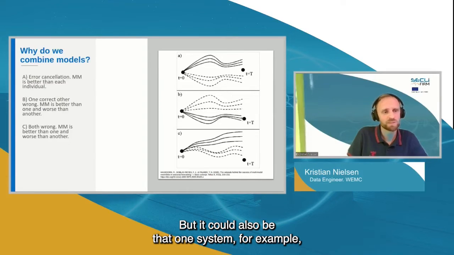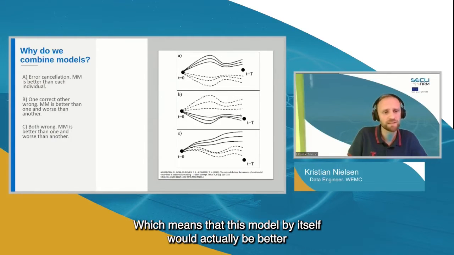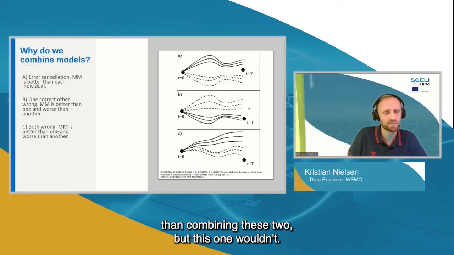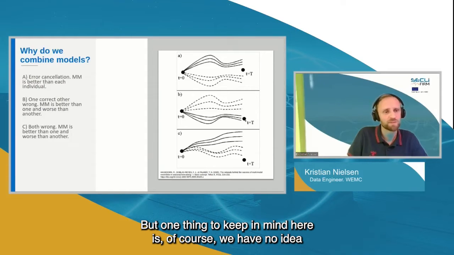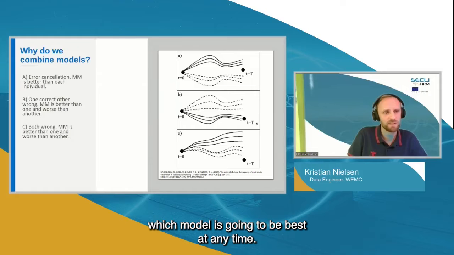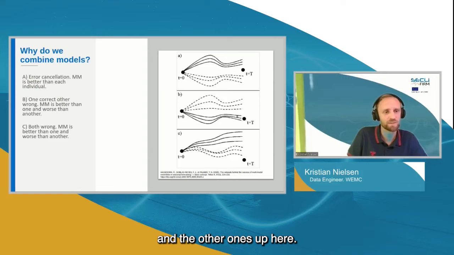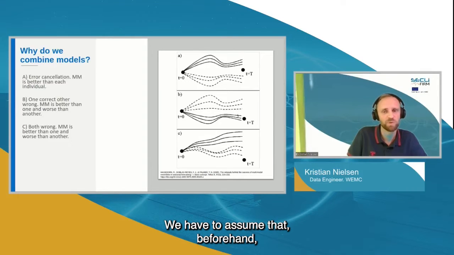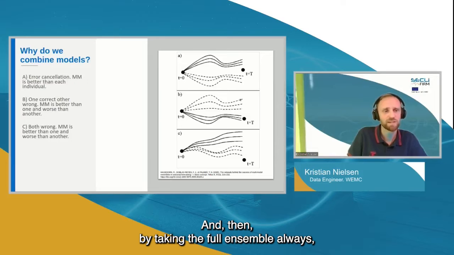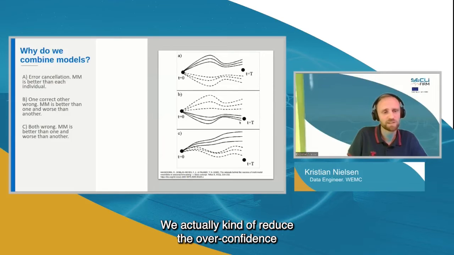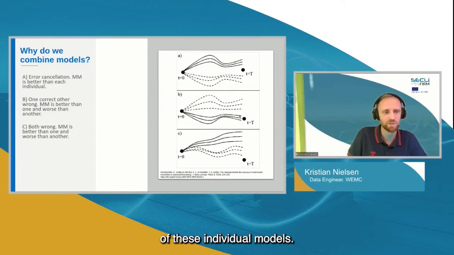But it could also be that one system, for example here, the full lines are better than the dashed lines. Which means that this model by itself would actually be better than combining these 2, but this one wouldn't. It would be worse than combining these 2. But one thing to keep in mind here is, of course, we have no idea which model is going to be best at any time. It could be that next month the dashed lines are actually the ones down here hitting the right forecast and the other ones up here. We have to assume that we beforehand cannot say which model is performing the best. And thereby, by taking the full ensemble always, we actually do exactly what Andrea said before. We reduce the overconfidence of these individual models, and therefore make the forecast more reliable.